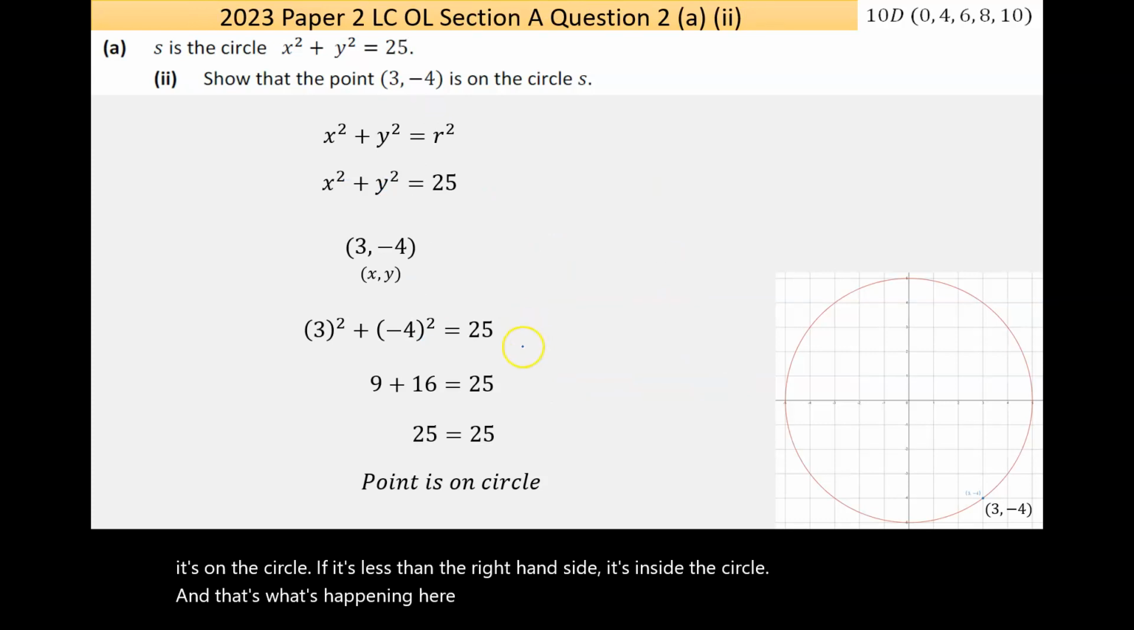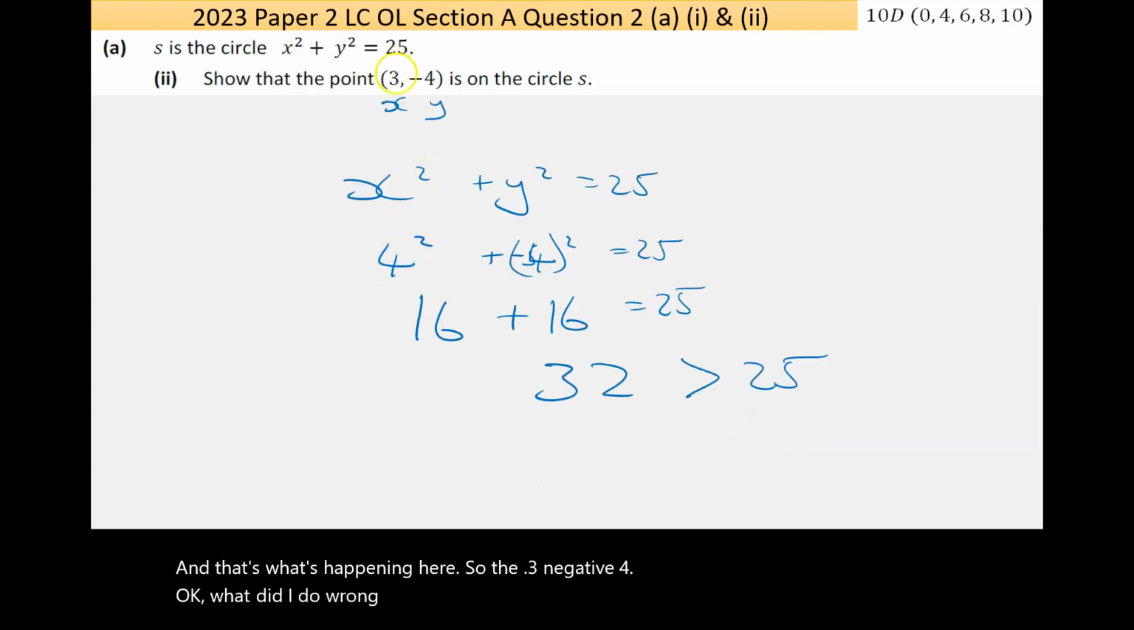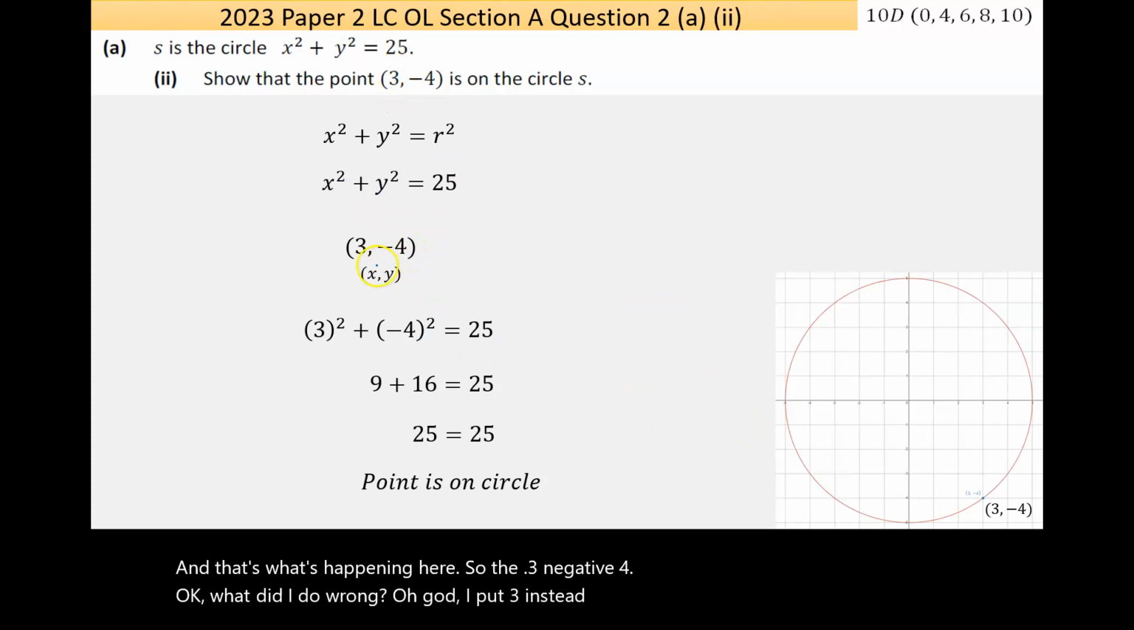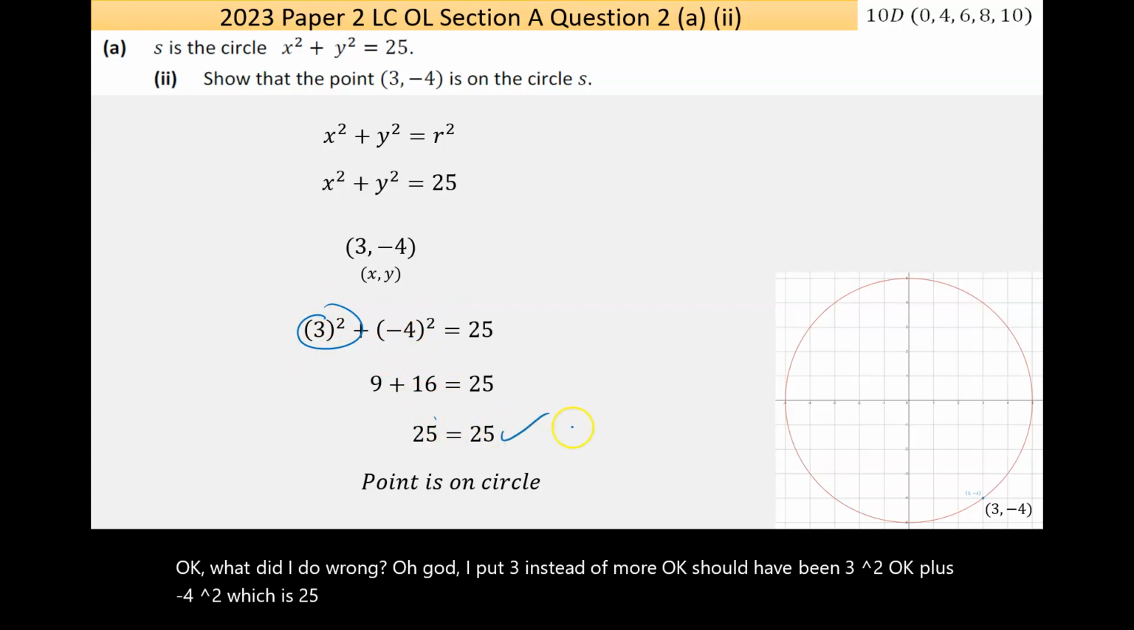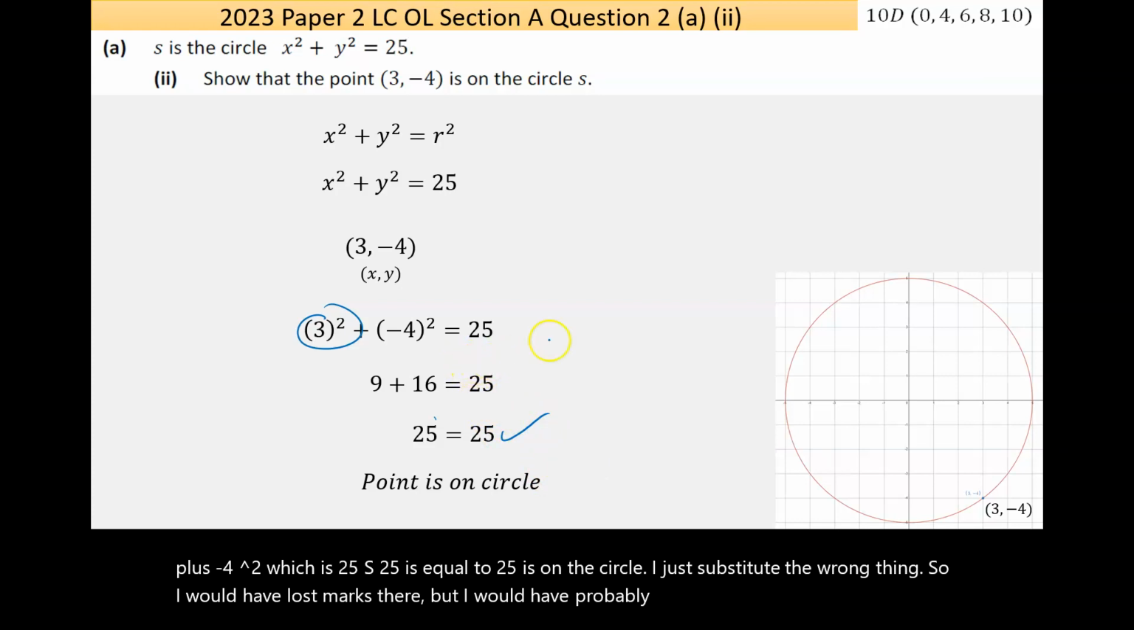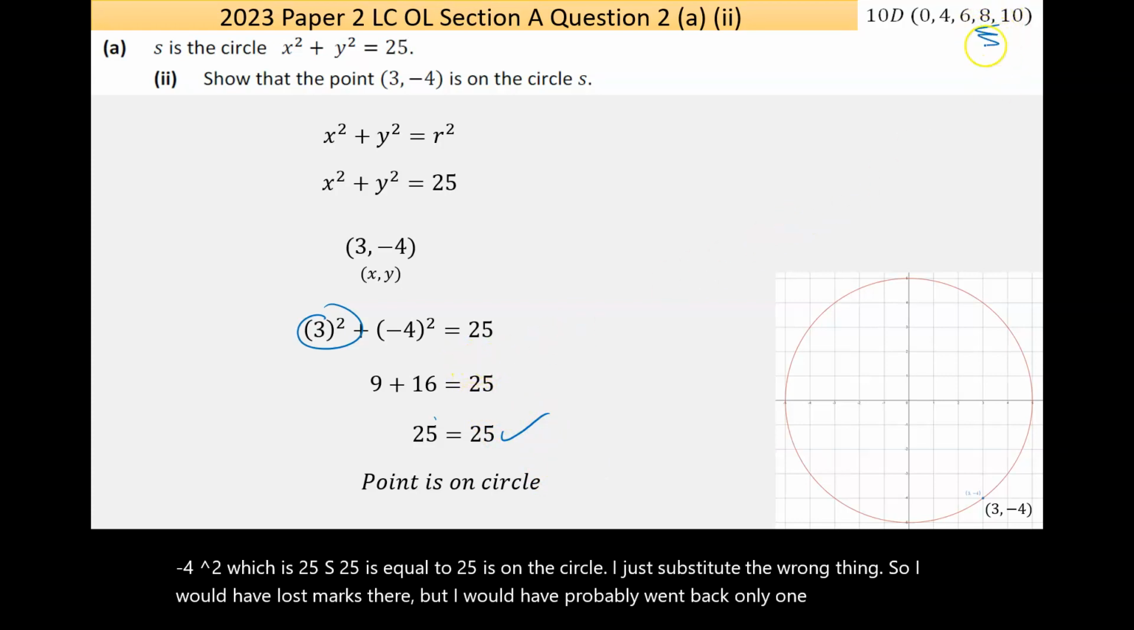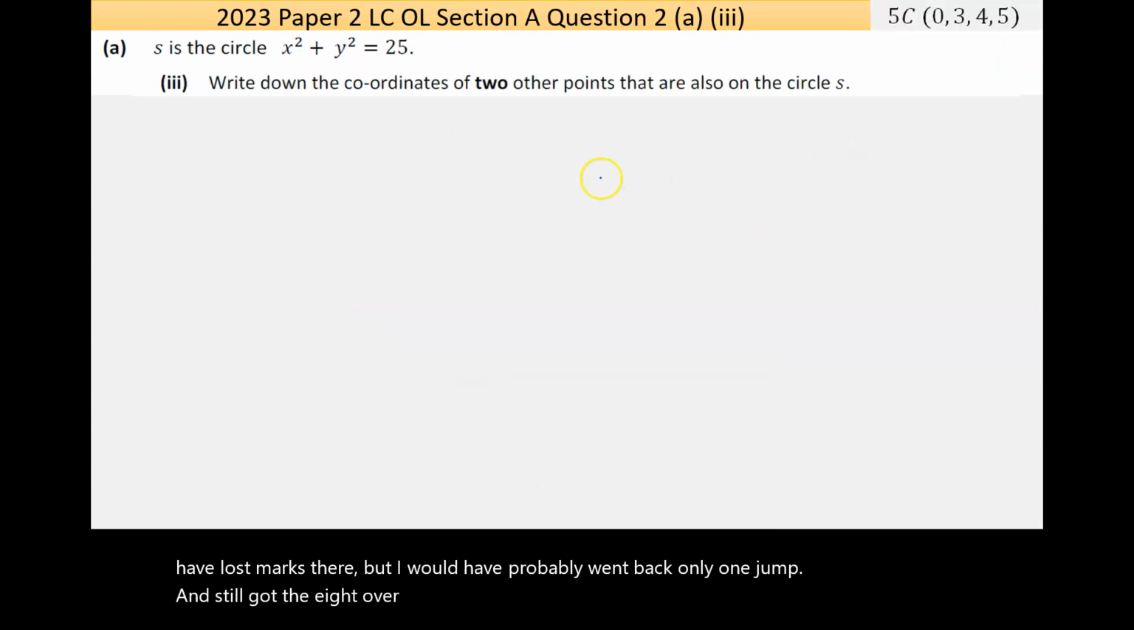So the point 3, negative 4. What did I do wrong? Oh, God. I put 4 instead of 3. It should have been 3 squared plus negative 4 squared, which is 25. So 25 is equal to 25, so it is on the circle. I just substituted the wrong thing. So I would have lost marks there, but I would have probably only gone back one jump and still got the 8 over the 2 parts.